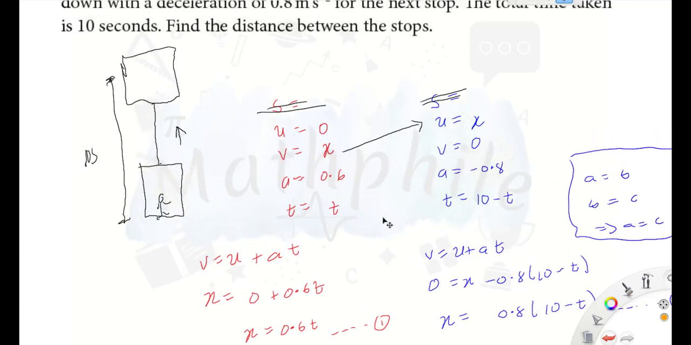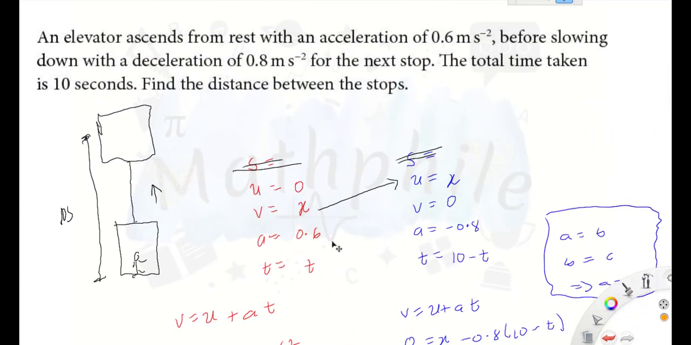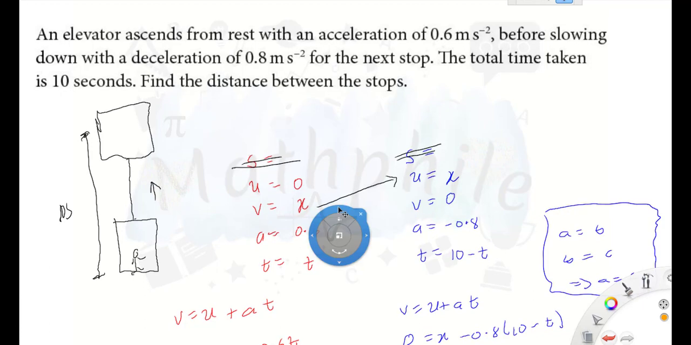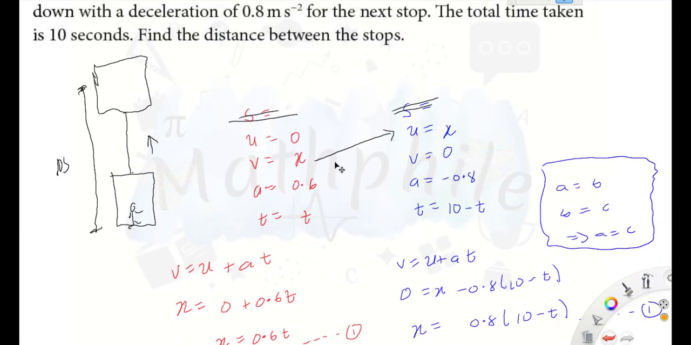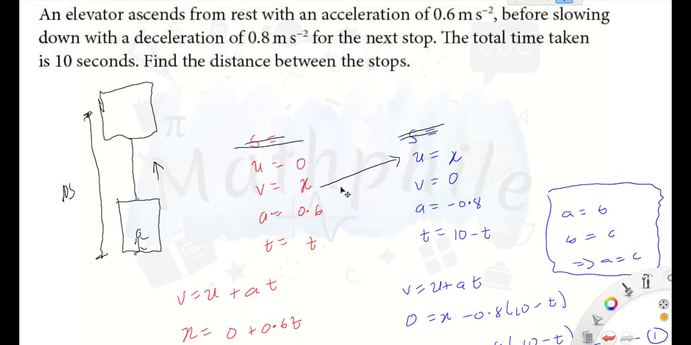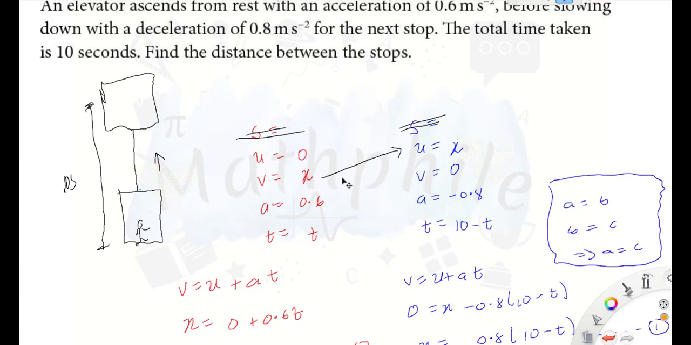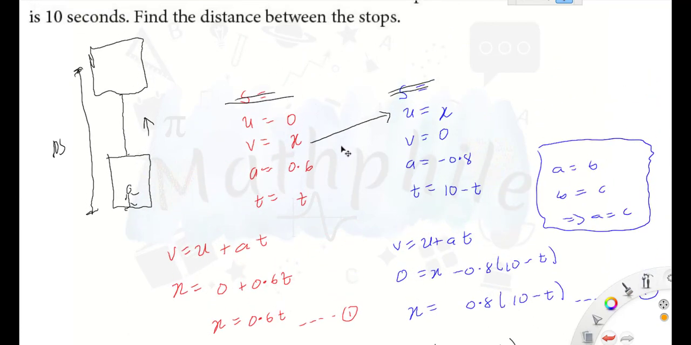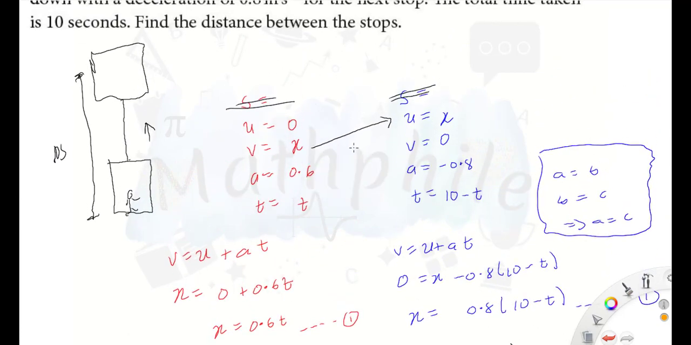So an elevator ascends from, and those kind of things. Is that okay, Derek? They say we should find the distance between the stops. Yes, so with the values you can find the distance. You can use the values on this side and this side. It means that we need to set up another SUVAT question. Okay.